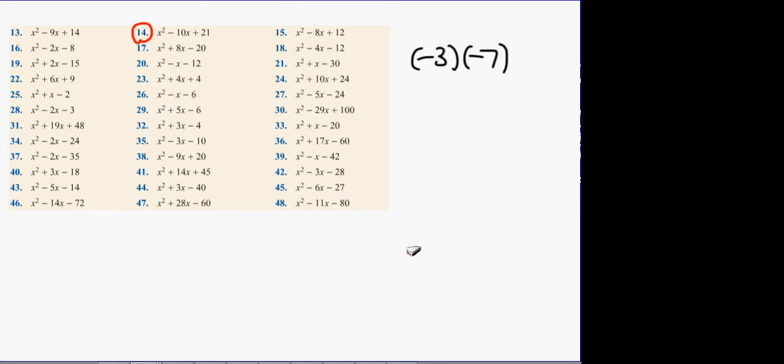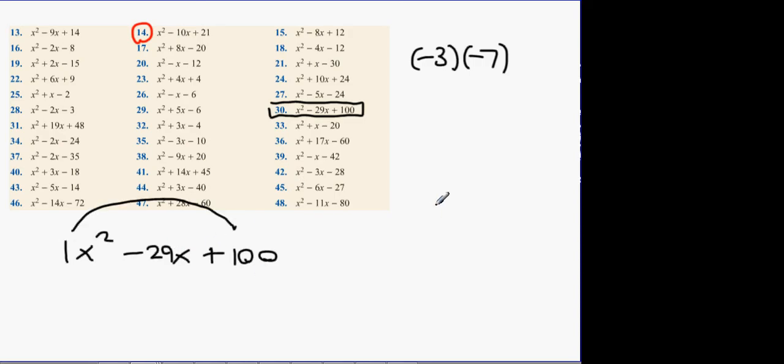Okay, this time we'll have another one of these, or I'll do number 30 first, and then we'll get harder. So number 30 guys, x squared minus 29x plus 100. What's the reference number? 1 times 100 is? 100.